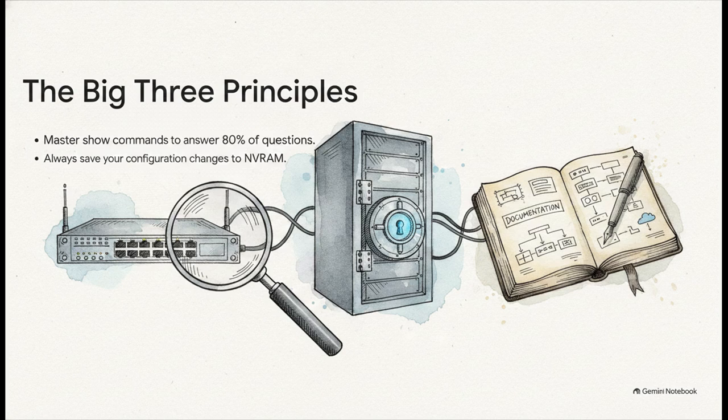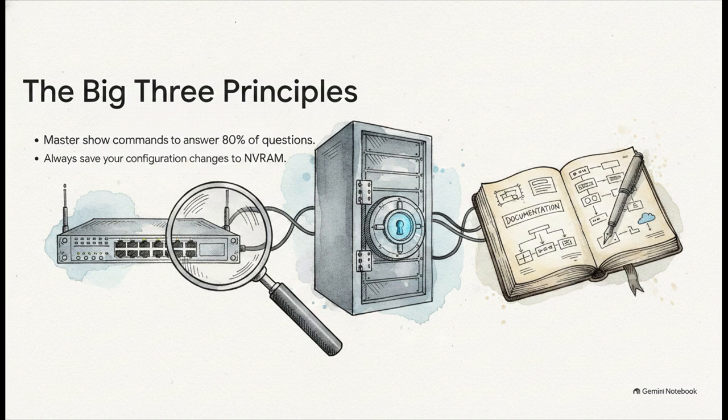Finally, Section 5, the golden troubleshooting sequence, principles and commands for when things go wrong. Let's be real. Things will break, and when they do, confidence and structure are absolutely everything. Seasoned pros don't just guess at the problem, they follow what we call the big 3 principles of network operations. First, master your show commands.